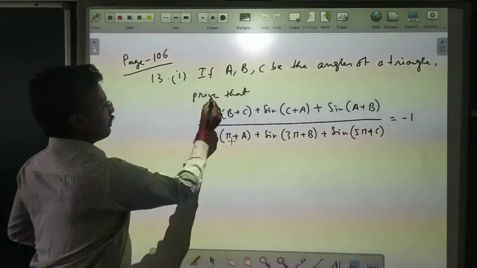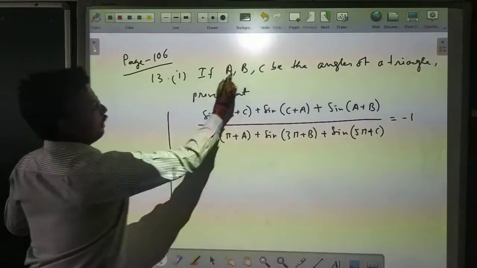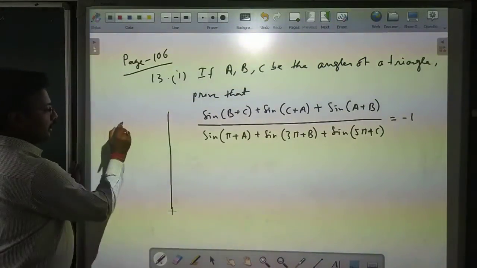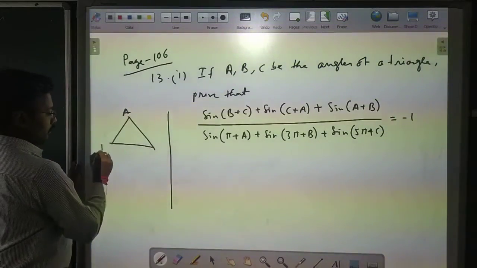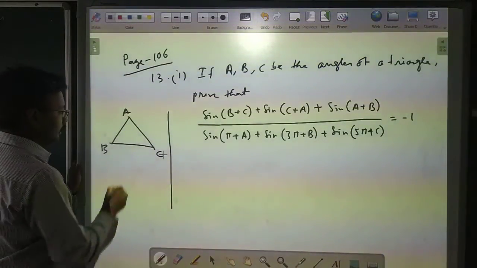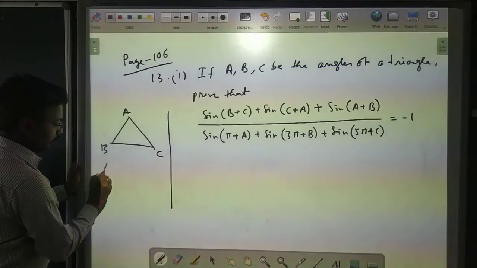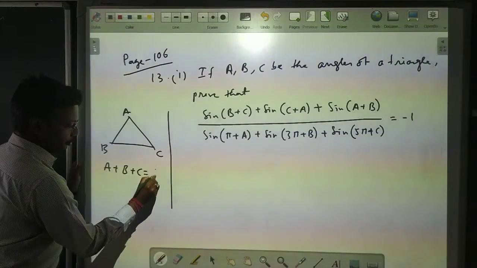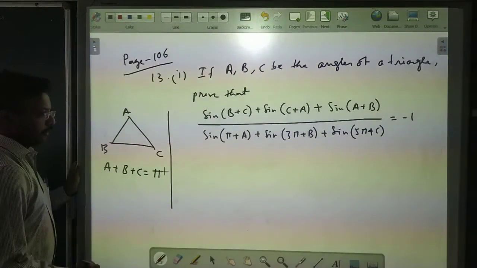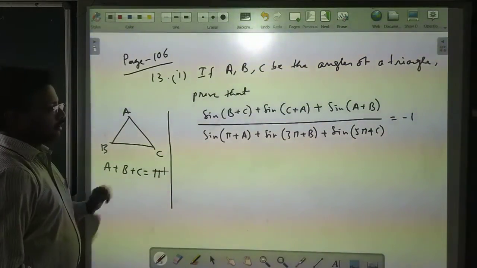So since it is given that A, B, C is the angles of a triangle, and you know in a triangle sum of the angles is 180 degree. So from this triangle we can write A plus B plus C is equal to pi, that is 180 degree. Now why are you writing this?